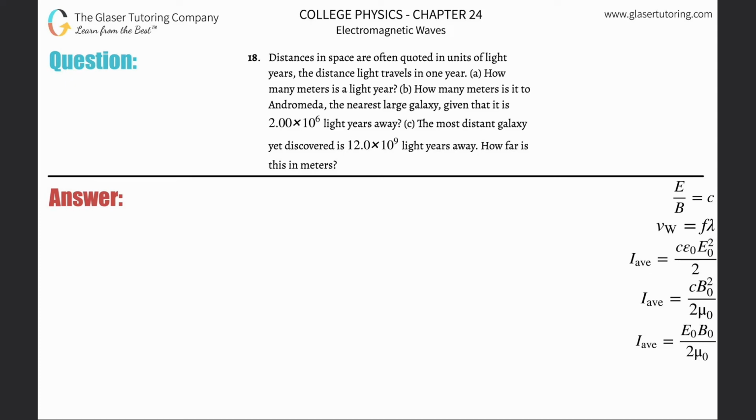Number 18. Distances in space are often quoted in units of light years, the distance light travels in 1 year. Letter A. How many meters is a light year?